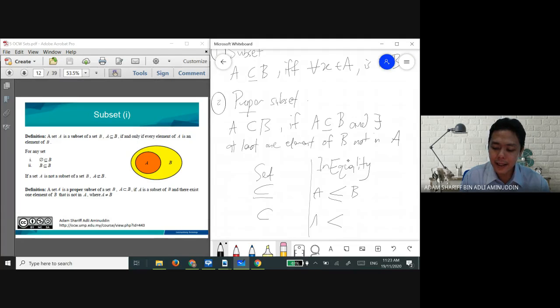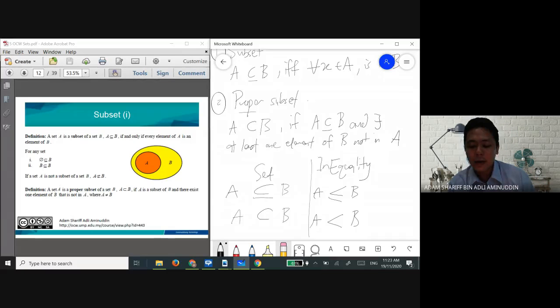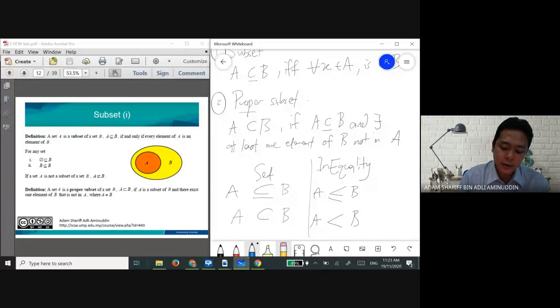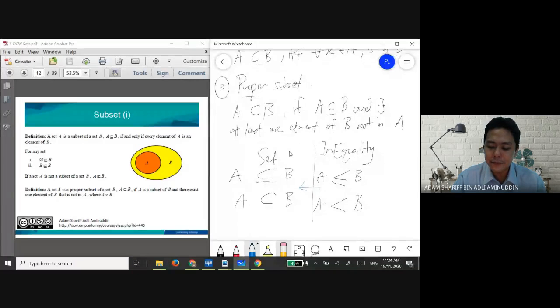A, B. You apply dalam konsep subset. If A is less than or equal to B, it can be either less than or actually it can be equal. But not for the case of A less than B. It must be strictly smaller than B. Dia mesti nilai dia lebih kecil daripada B. Dia tak boleh sama.